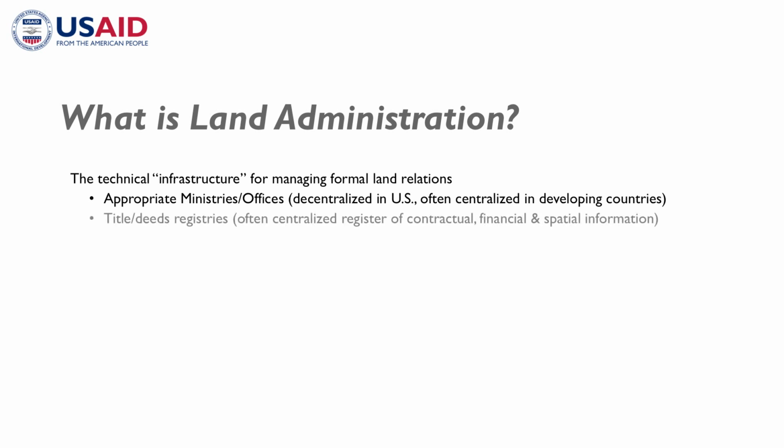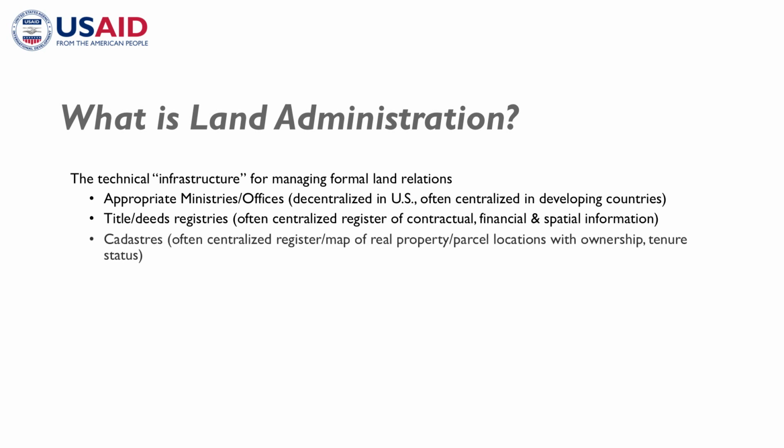Land administration offices will typically include a deed or a title registry. That's an office where documentation related to your parcel of land will be stored, usually along with a map. Cadasters. A cadaster is a centralized register and map of real property and parcels. A cadaster will show who owns things and what the tenure status of the property is. Governments will have mapping agencies.